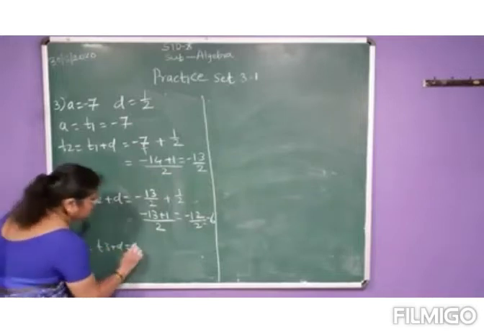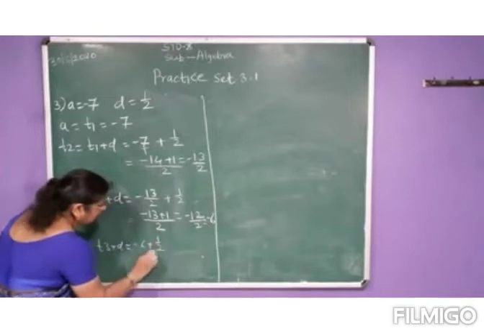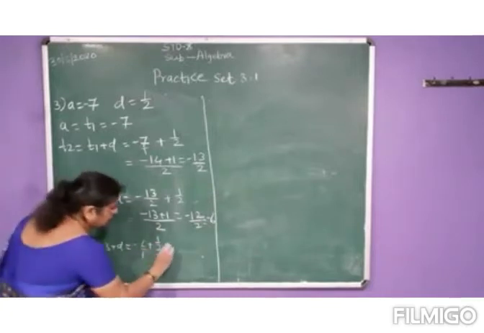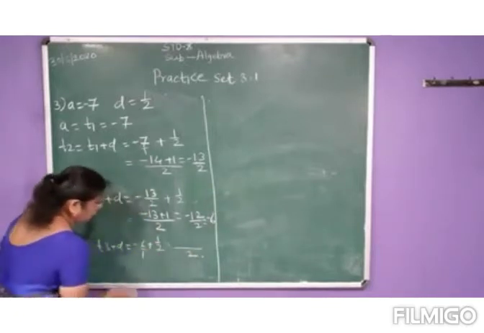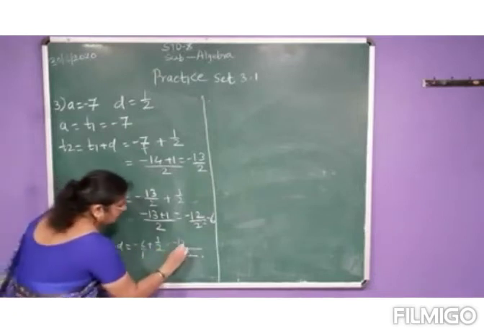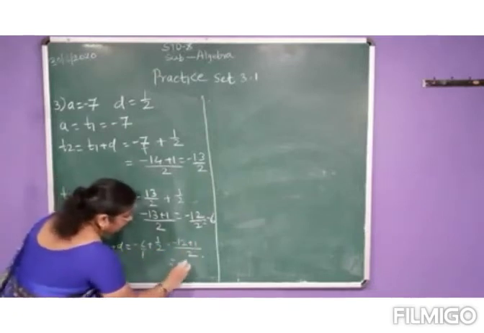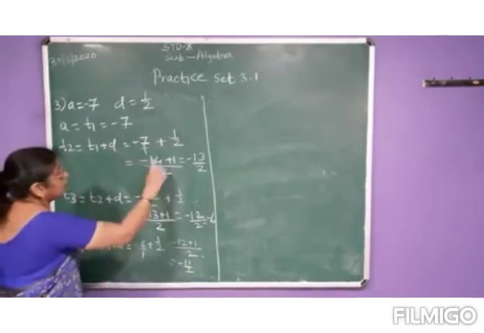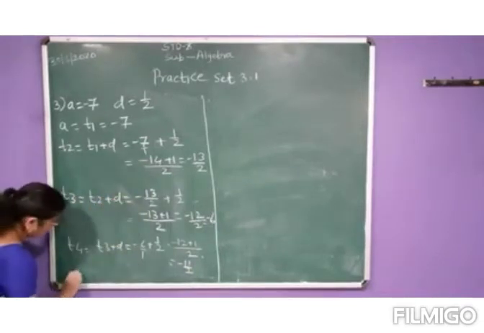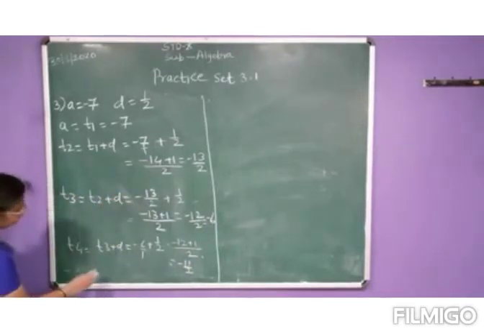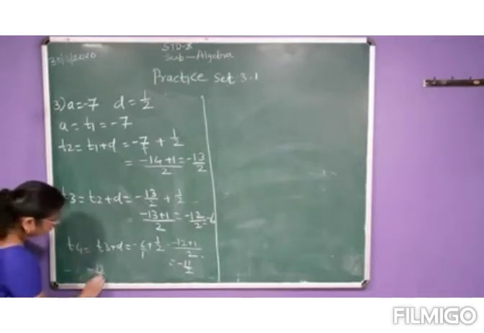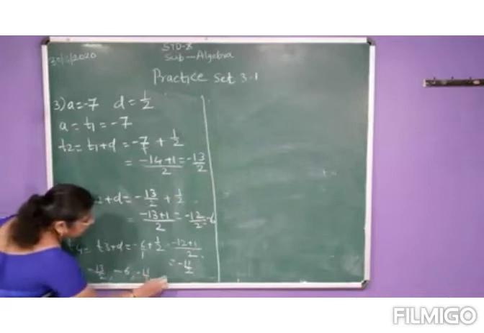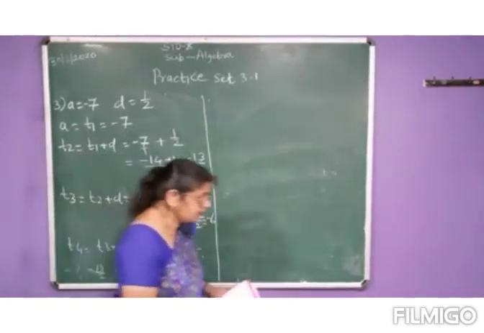That is -6 plus half. Here it is understood as 1. Okay. So 2. So what I will get here? -12 plus 1. So -11 upon 2. Now what answer I will write here? -7, that is the first term. Then -13 upon 2. Then -6, -11 upon 2 is the required AP.